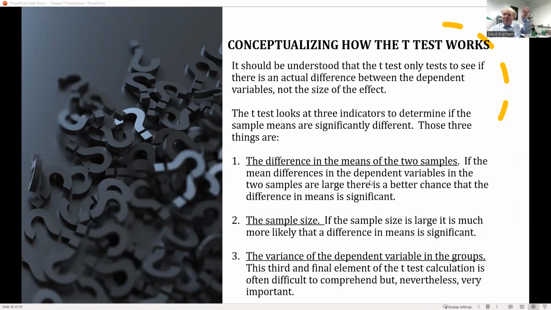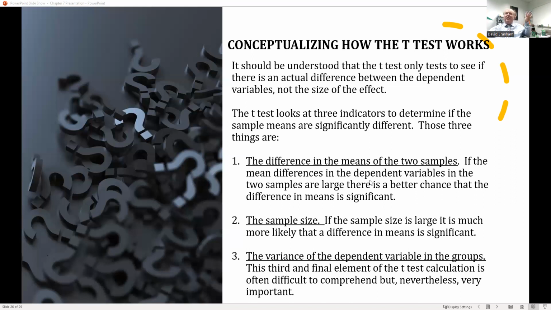All it's looking to see is, can we reject that null hypothesis? Because that's the hypothesis we're testing. We're not testing an alternative hypothesis. We're just saying we don't think that null hypothesis is true. We're trying to show that there's a 5% chance or less that it actually is true. Because if there's a 5% or less chance that it's true, our alternative hypothesis is supported. So that's what the t-test does.